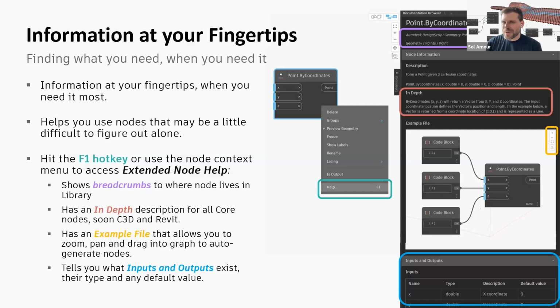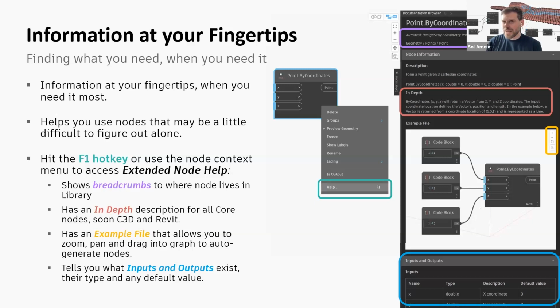And for those of you who've been around for a while in the Dynamo ecosystem, you might remember the Dynamo dictionary. All of that content is now inside of Dynamo. So this is only currently for Dynamo core nodes, but Civil 3D are about to drop, in a not too distant future, their extended node help for their documentation. And we're going to work on that for the Revit side too.